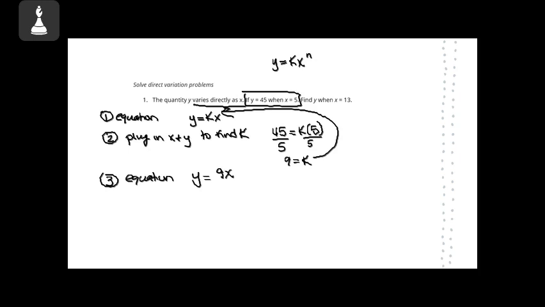Then we can make our prediction, or find y when x equals 13. So find y when x is 13. So plug in 13. Well, 9 times 13 is going to give me 117.